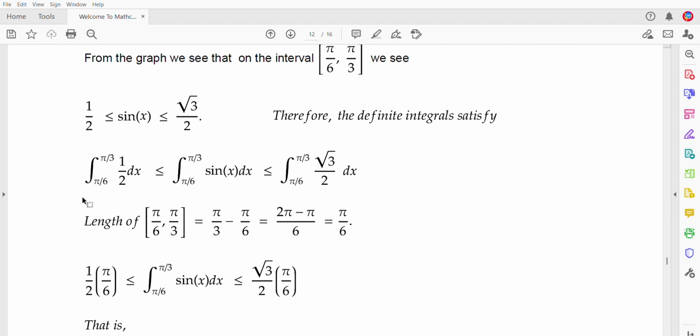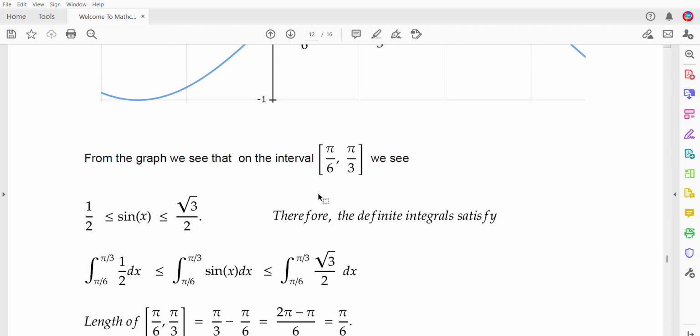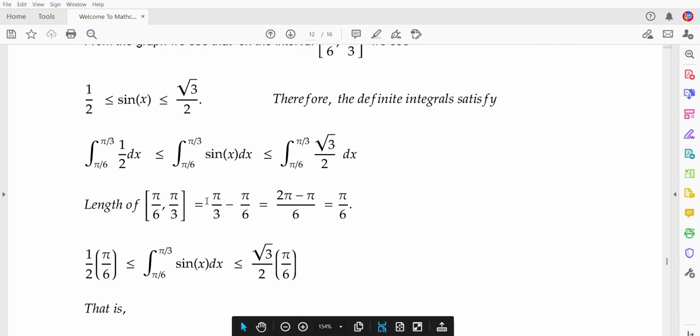Notice I have a rectangle here with the half, and I have another large rectangle here with the square root 3 over 2. Either way, I need the width of my rectangle. The width of the rectangle is given by pi over 3 minus pi over 6. That's all I need. The length of that interval is pi over 3 minus pi over 6, which is pi over 6. You may check.